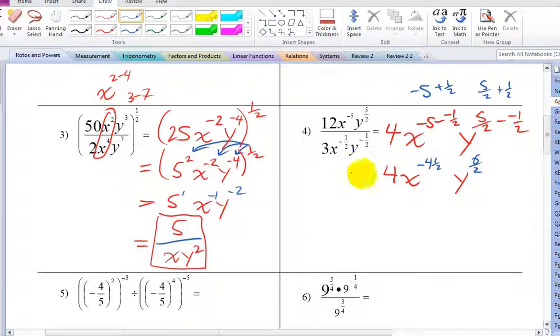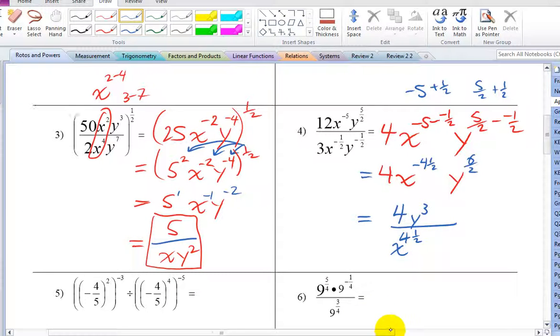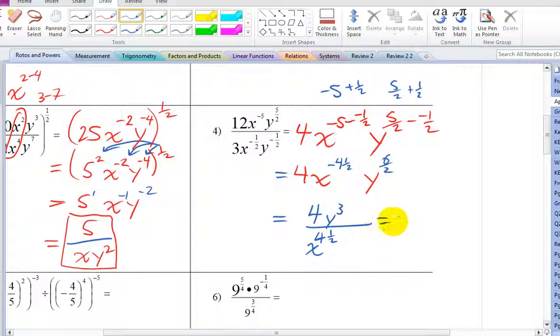Okay, so let's correct it then. The 4 stays on top. It has no negative exponents. What about the x? It goes to the bottom, and then we get positive 4.5. What about the y? Stays, and 6 divided by 2? 3. Okay. The only other thing I'd recommend would be what?